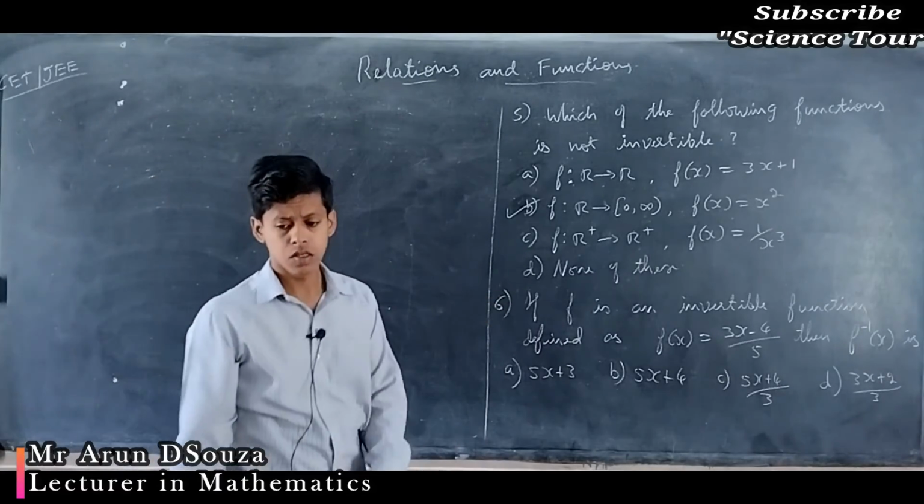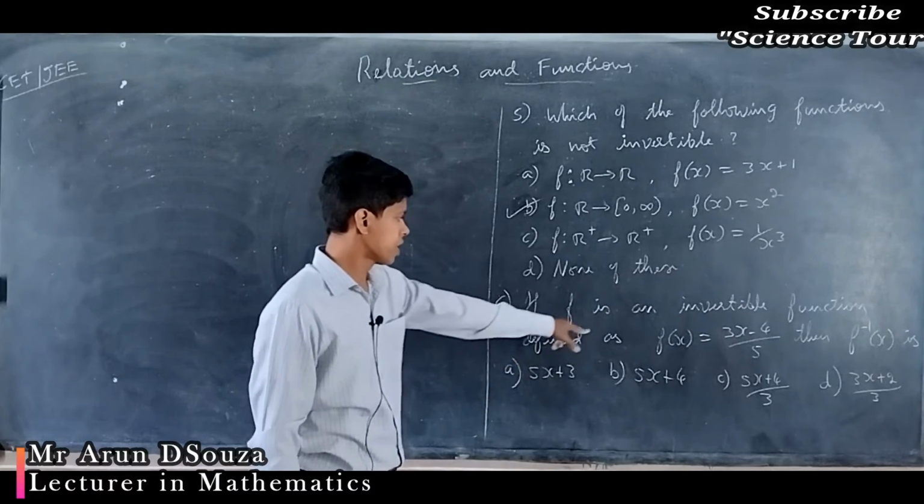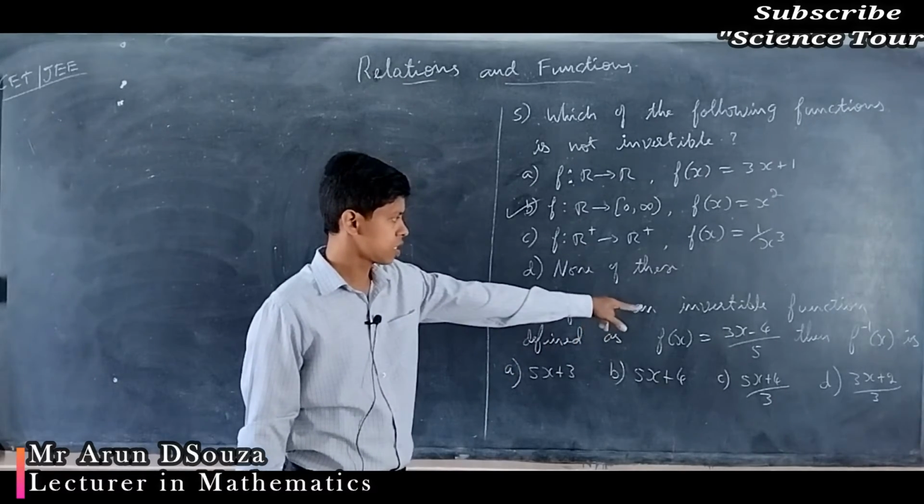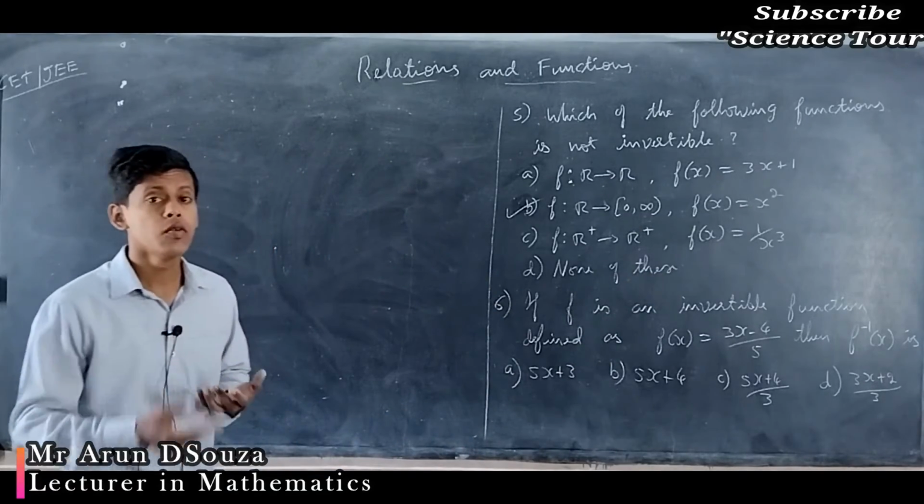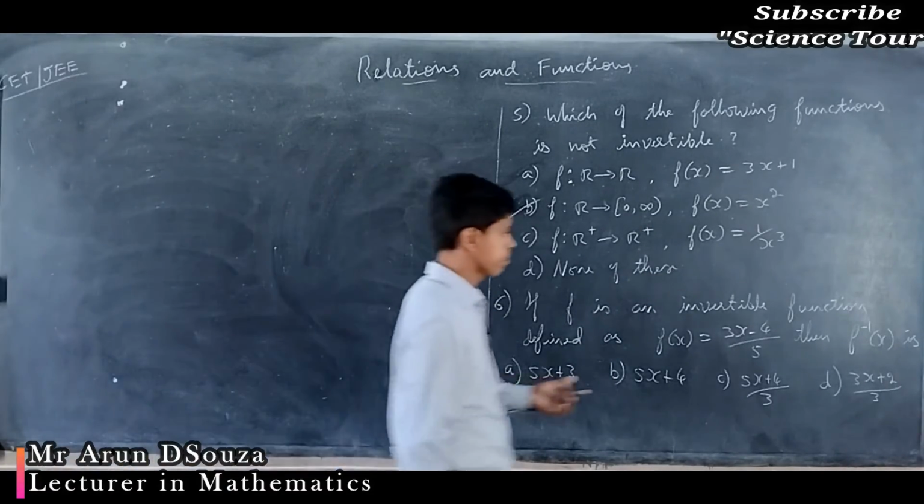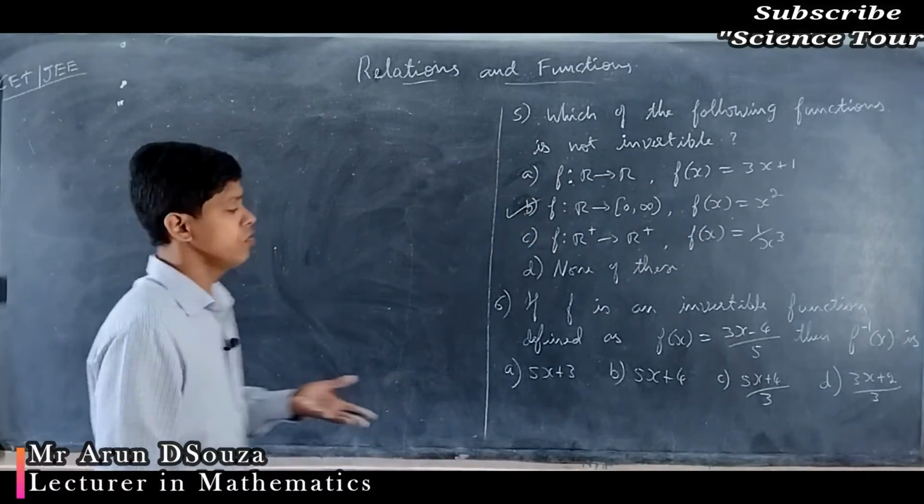Move to the sixth question. If f is an invertible function defined as f of x is equal to 3x minus 4 by 5, then what is f inverse of x? It is invertible. You are able to find the inverse, then find it. That's what they are saying. Okay, so if it is invertible, then what is the inverse of it?